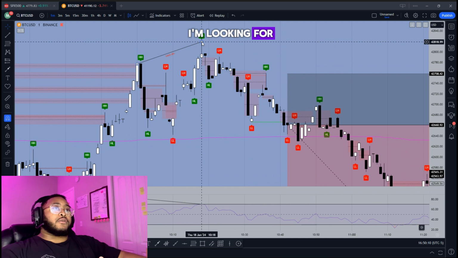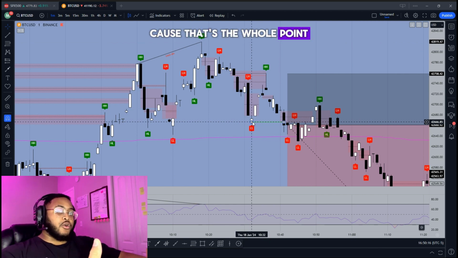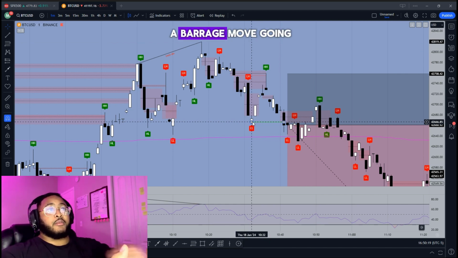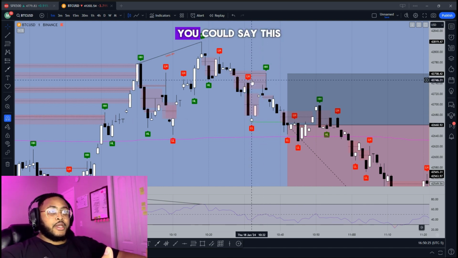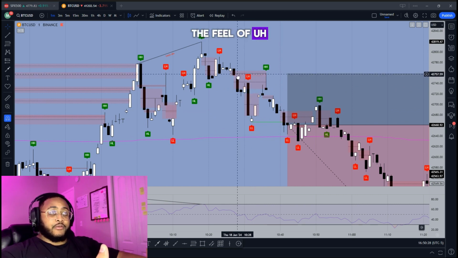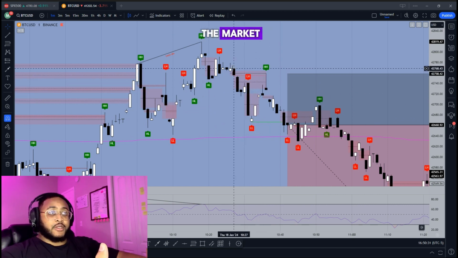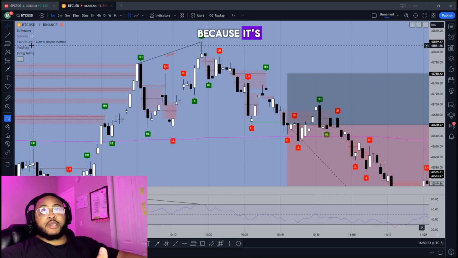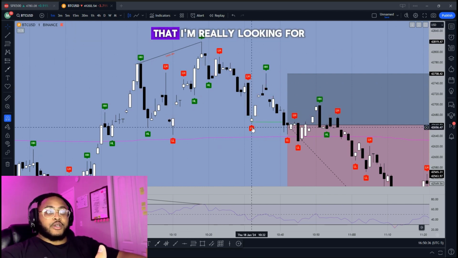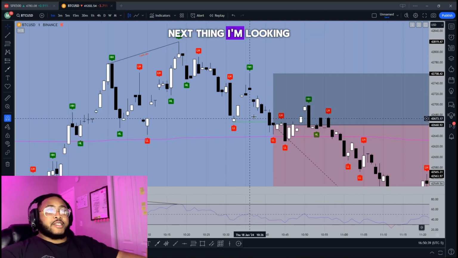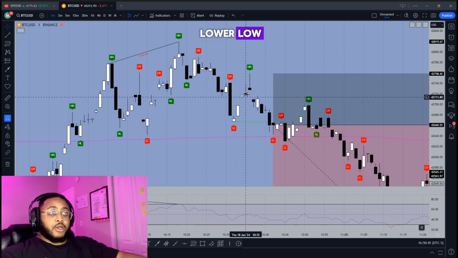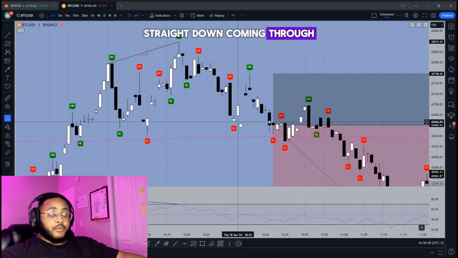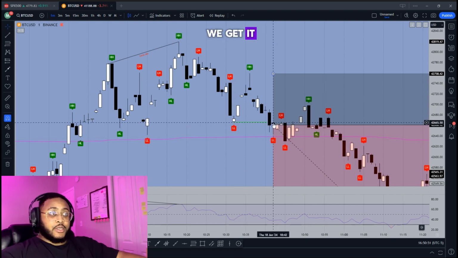The main thing I'm looking for from the 1 minute divergence high is for price action to move lower, because that's the whole point. I want price action to make a bearish move going down initially. The next thing I'm looking for, you could say, is the fill of these bearish fair value gaps, or these bearish gaps in the market, but I want to take your attention off that, because it's really just the breaks of structure that I'm looking for. The next thing is a higher high, and then for price action to break this lower low straight down, coming through this price. And as you see, we get it.